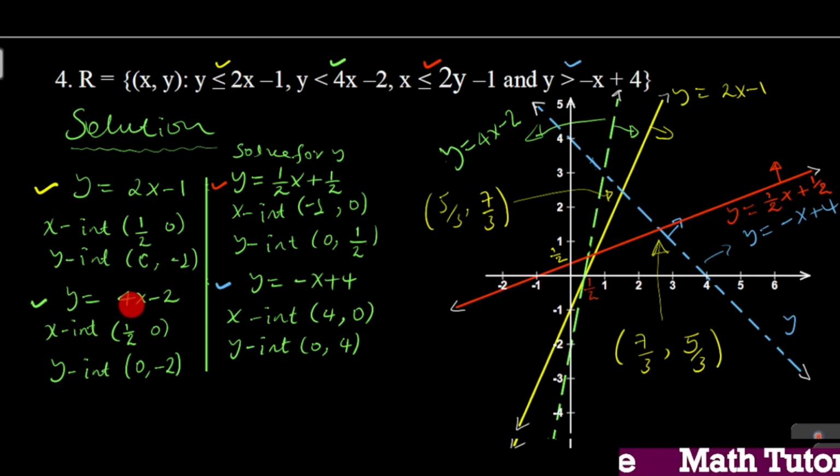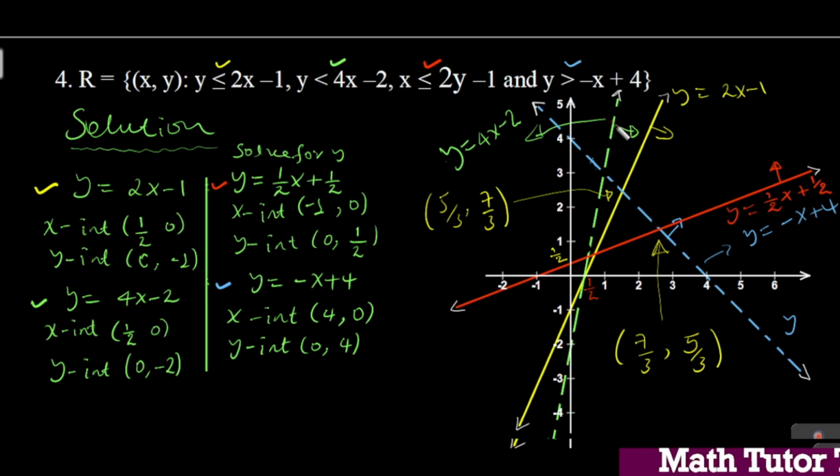The second one is y equals 4x minus 2. The x-intercept and the y-intercept are already done. The x-intercept (1/2, 0) is here, and the y-intercept (0, -2) is here. So when we connect these 2 points, we get this line. This line is a broken line. Why do we make a broken line? Because the inequality is only less than, it has no equal sign.